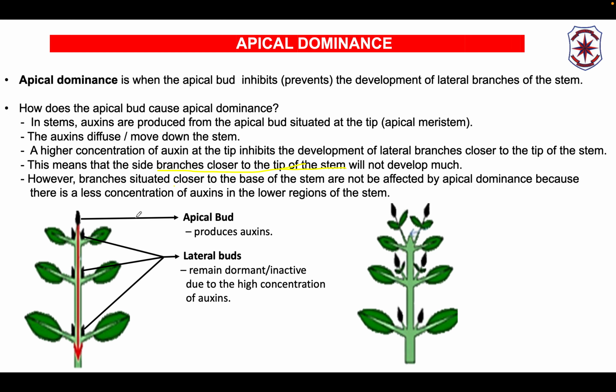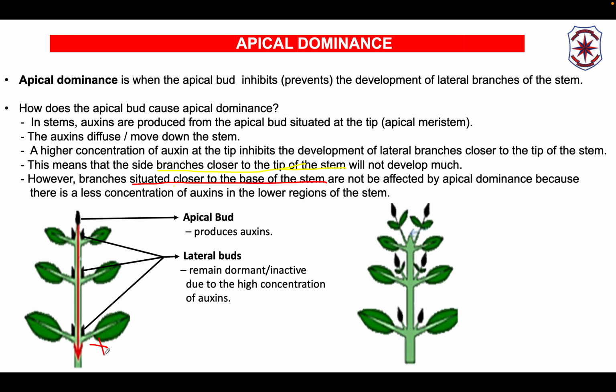Guys, pen. There we go. The side branches closer to the base of the stem are not affected by apical dominance because there is less concentration of auxins in the lower regions of the stem.